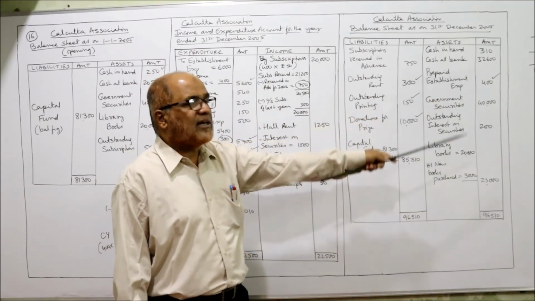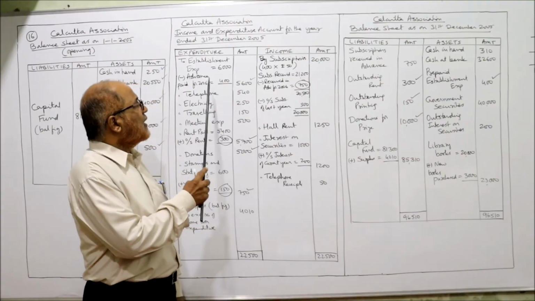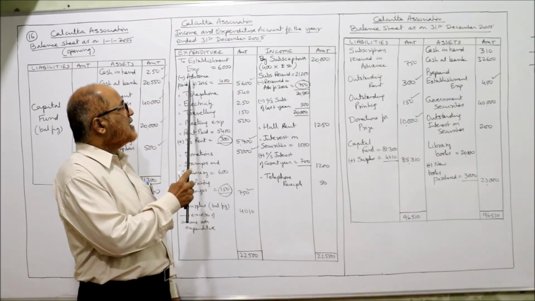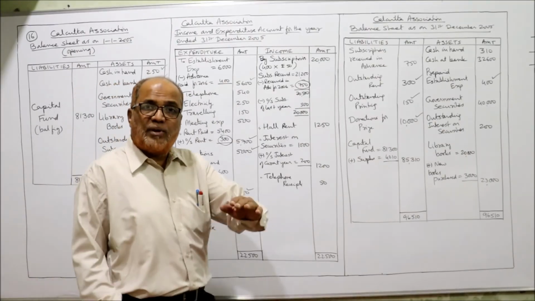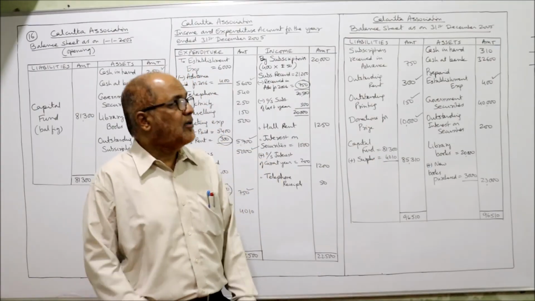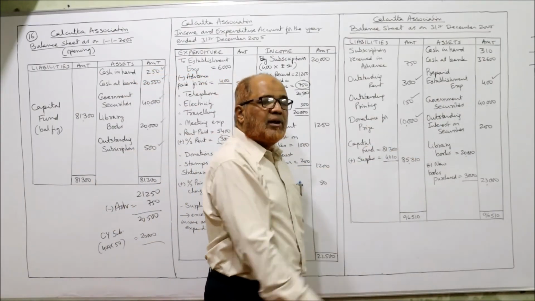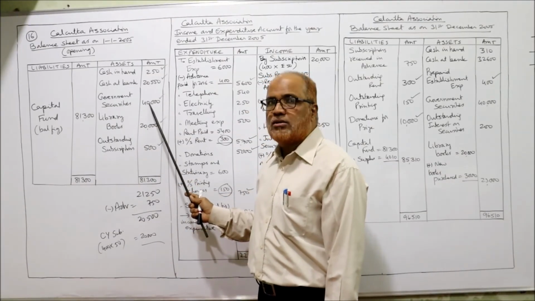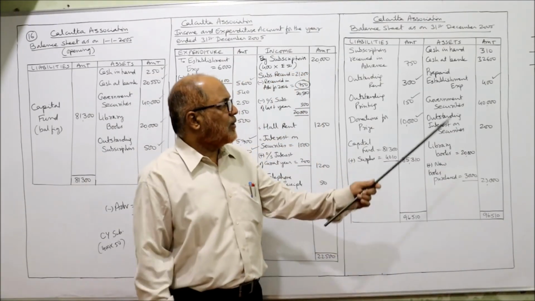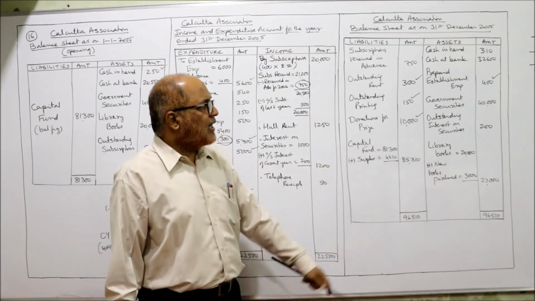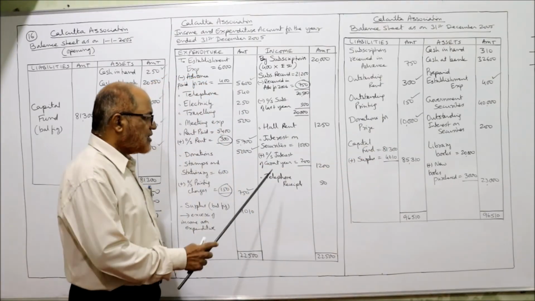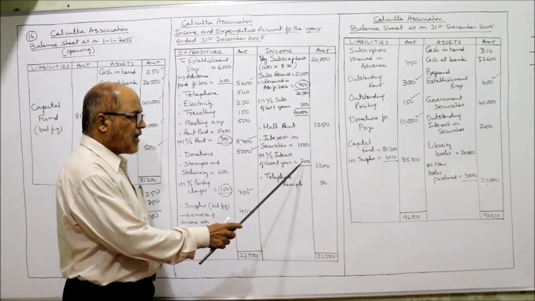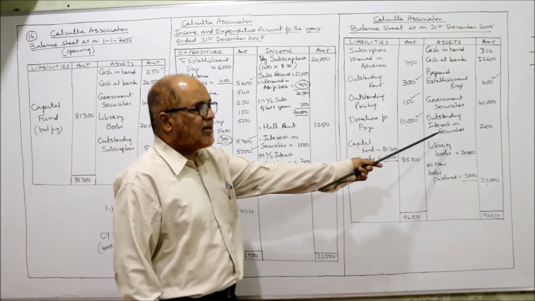Apart from that, prepaid establishment expenses. Here you can see establishment expense advance paid for 2006. How much? Prepaid 400. That 400 I have taken. Government security. At the beginning of the year we have government security 40,000. Same 40,000 government security at the end of the year. Outstanding interest on security. Here, interest on security outstanding, current year 200. This 200 I have taken.